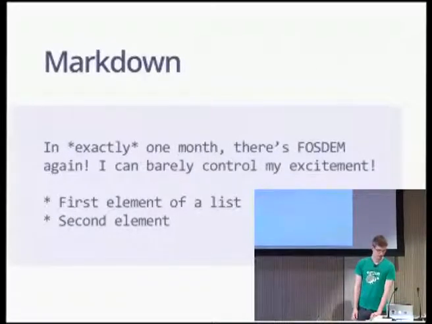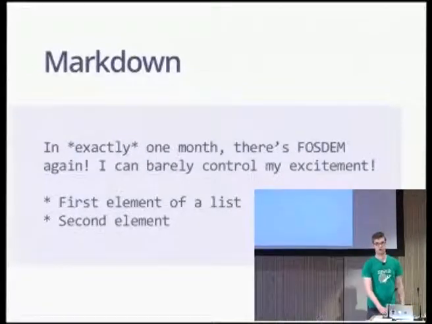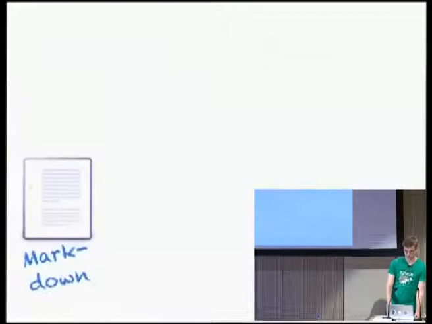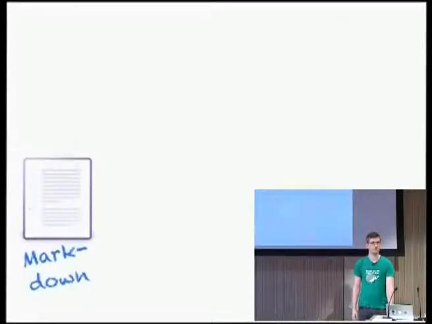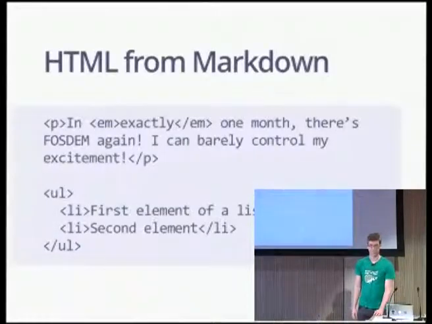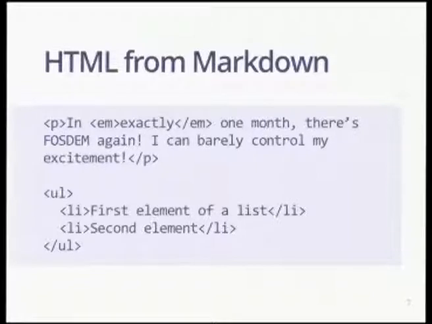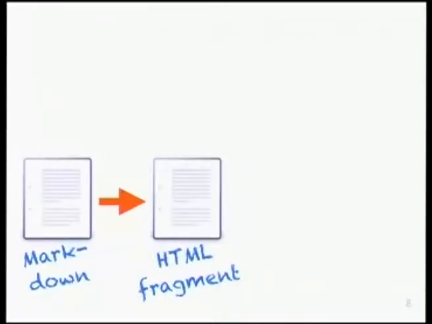So that's one paragraph followed by a list. And in that paragraph, there's an emphasized word. And that Markdown document can then easily be converted to an HTML fragment, which looks like this. So you have actual HTML coming out of there. But that HTML fragment is not entirely valid HTML yet, because it's lacking a header and a footer and a sidebar. So that content is in a layout.